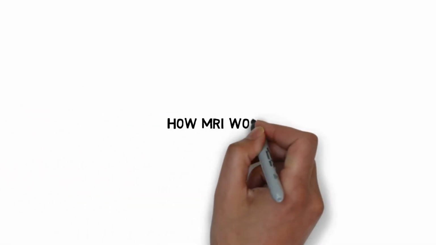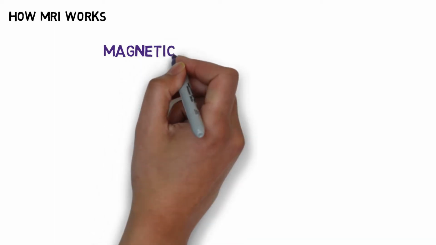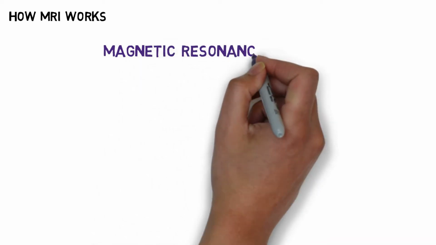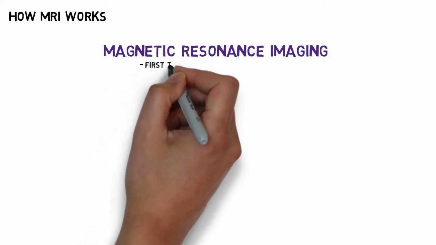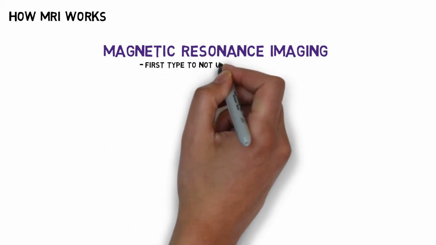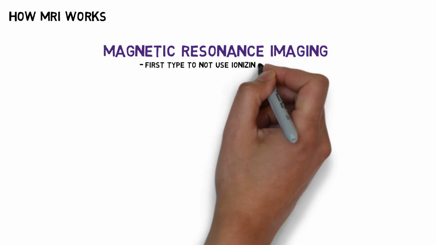This is the video on how MRI works. MRI, or magnetic resonance imaging, is a very important type of bioimaging. It was one of the first types of imaging to utilize something other than the ionizing radiation of X-rays.